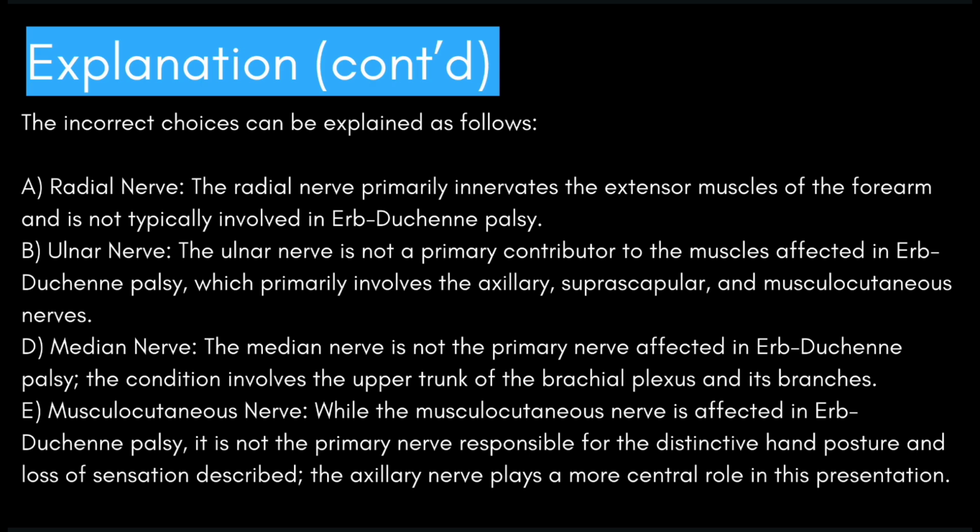Musculocutaneous nerve. While the musculocutaneous nerve is affected in Erb-Duchenne Palsy, it is not the primary nerve responsible for the distinctive hand posture and loss of sensation described. The axillary nerve plays a more central role in this presentation. Let's go ahead and move on to the next question.